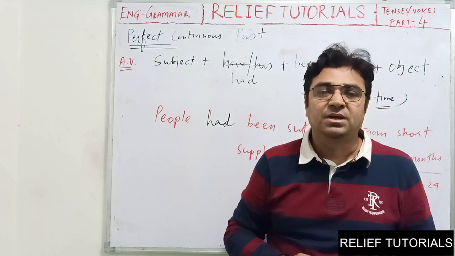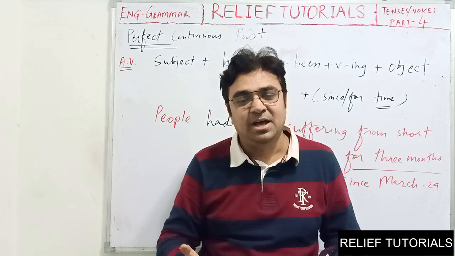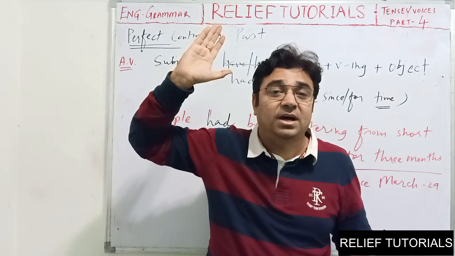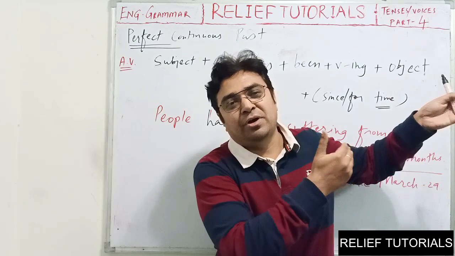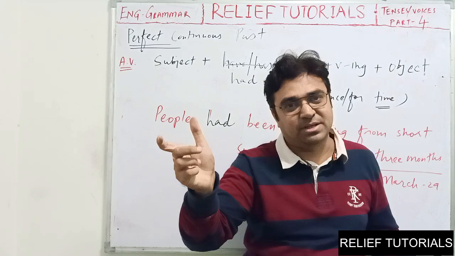So when 9 baje maine homework karna start kiya tha, 12 baje tak kiya, abhi main khel raha hu. To 9 baje se main apna homework kar raha tha, abhi main khel raha hu. I'd been doing my homework since 9 o'clock in the morning, now I'm playing. So that shows the duration of the action in the past.